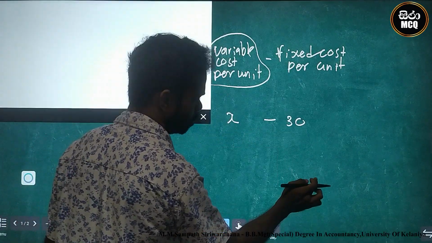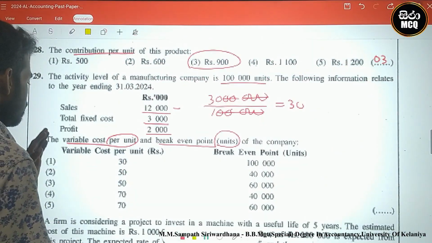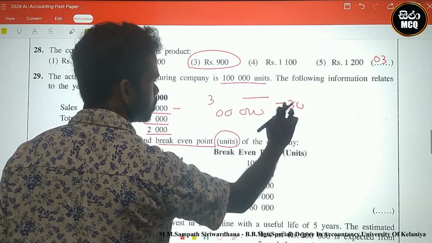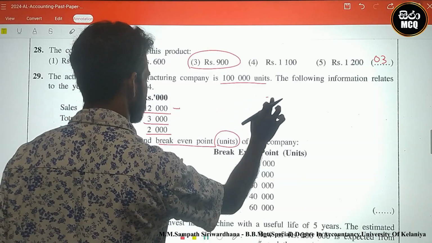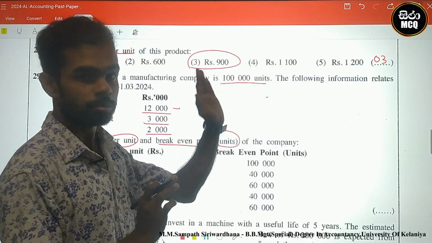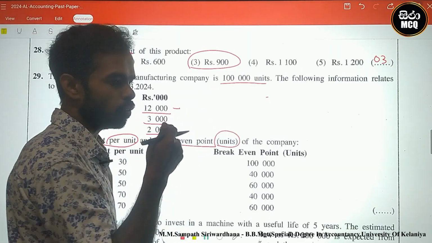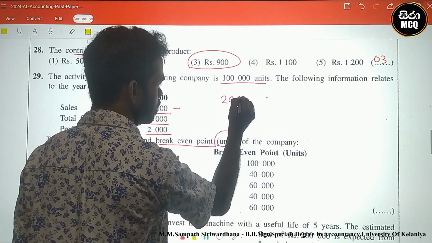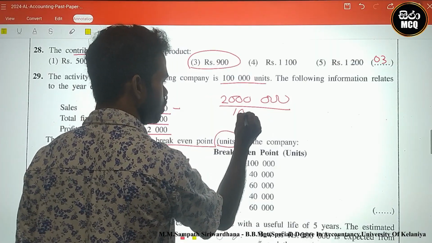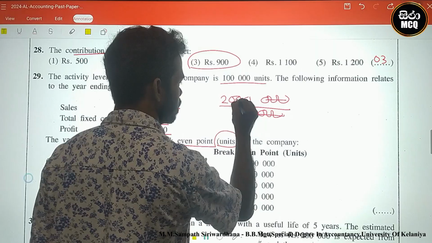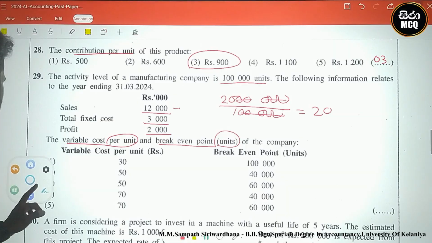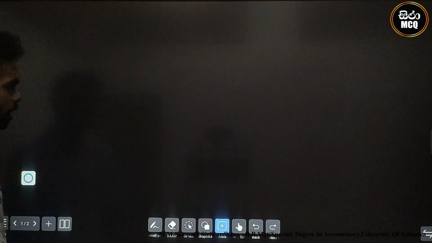Next one. There is the profit. Look here, profit is related to 100,000 units. Therefore, we want profit per unit. Therefore, the 2,000 profit related to 100,000 units, I divide by 100,000 units. After that, we can find 20 is the per unit profit. Okay, I use this answer, 20.